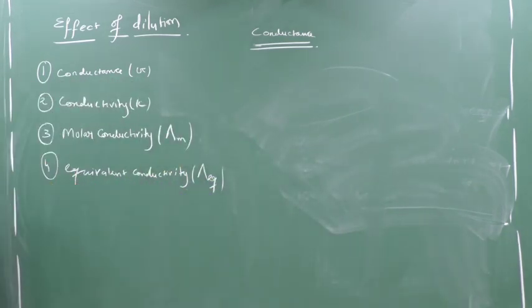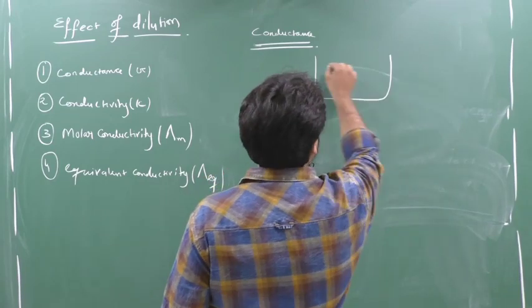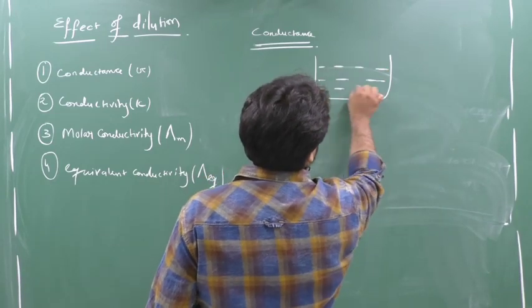Now see here, in conductance, first we have to see, for example, if I take one beaker here, in that beaker I am filling some electrolyte.